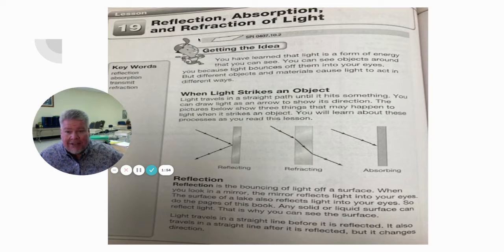Like I said, today we're talking about this. Our title of today's text is Reflection, Absorption, and Refraction of Light. So here we go. You've learned that light is a form of energy that you can see. You can see objects around you because light bounces off them into your eyes. But different objects and materials cause light to act in different ways. When light strikes an object, light travels in a straight path until it hits something. You can draw light as an arrow to show its direction. The pictures below show 3 things that may happen to light when it strikes an object. You'll learn about these 3 processes as you read the lesson.